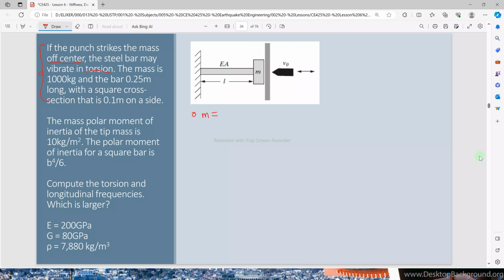So, we have a given mass which is equal to 1,000 kilograms, and the length of the bar equal to 0.25 meters, with a square cross section that is 0.1 m on a side. So our area is 0.1 m squared, or that is just equal to 0.01 square meter.